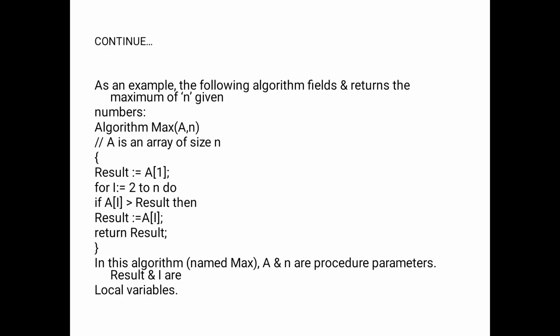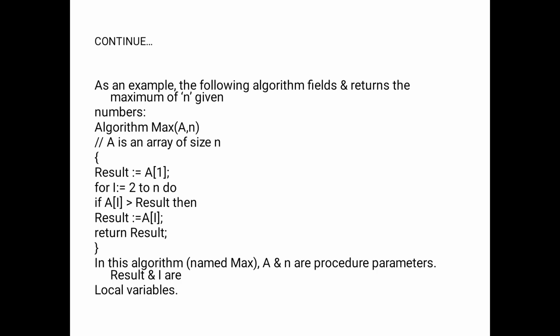Now we have to see this. Here result and i are local variables. Here we take two parameters, a and n. a is an array and n is the size of the array. This returns the maximum element of the array. Okay, this is the pseudocode of the algorithm.